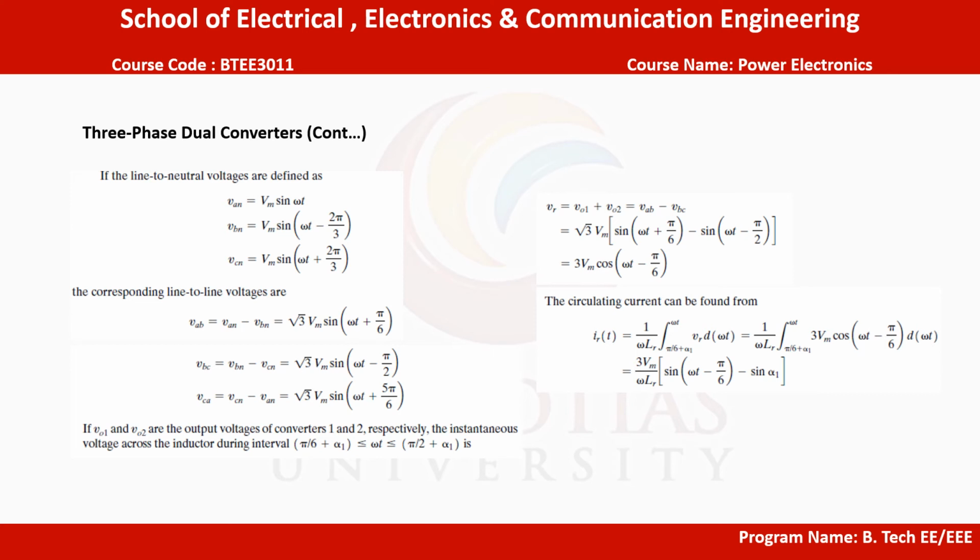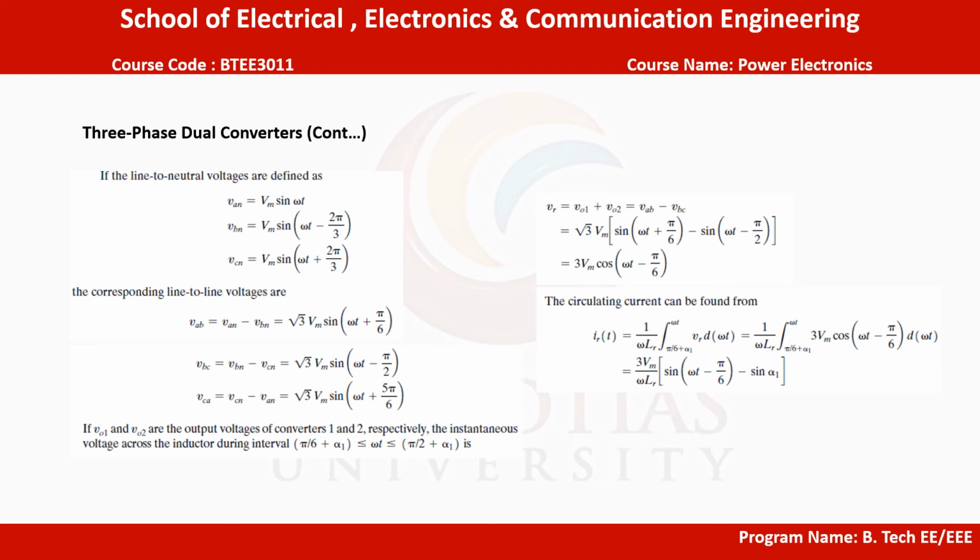If the line to neutral voltages are defined as VAN equal to Vm sin omega t, VBN equal to Vm sin (omega t minus 2 pi by 3), VCN equal to Vm sin (omega t plus 2 pi by 3), the corresponding line-to-line voltages are VAB equal to VAN minus VBN, that is equal to root 3 Vm sin (omega t plus pi by 6). VBC is equal to VBN minus VCN, that is equal to root 3 Vm sin (omega t minus pi by 2), and VCA is equal to VCN minus VAN, that is equal to root 3 Vm sin (omega t plus 5 pi by 6).